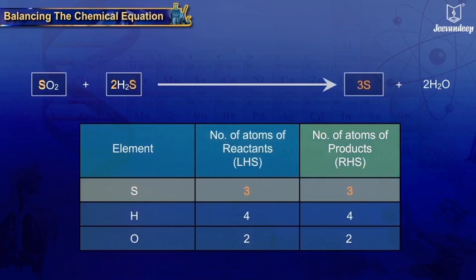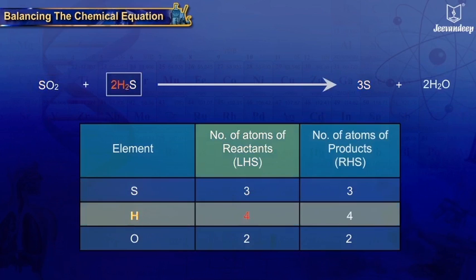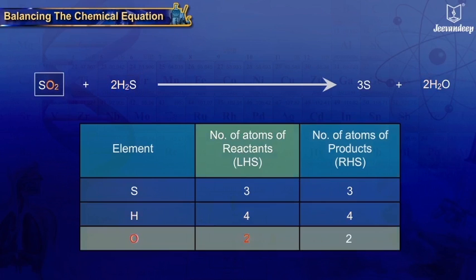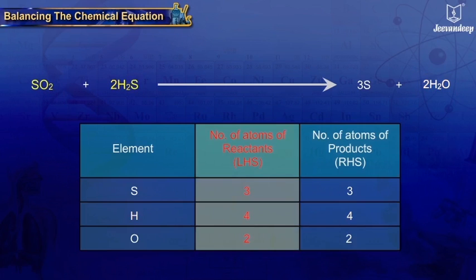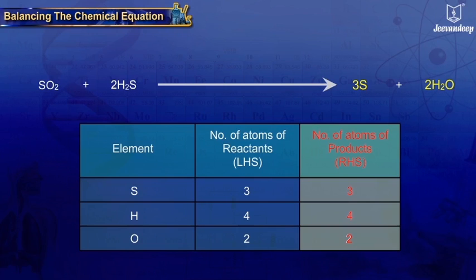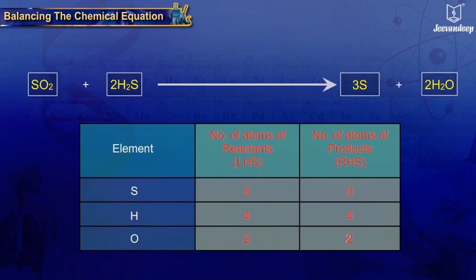Step 6. Count the number of atoms of each element in the equation given in step 5 on the left hand side and right hand side. As the number of atoms on the left hand side and right hand side is the same, this equation is a balanced chemical equation.